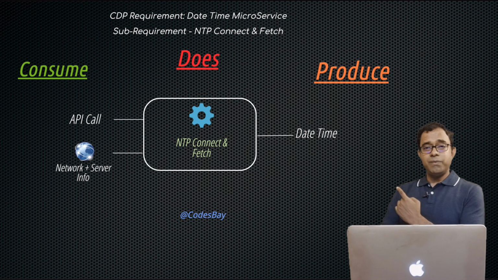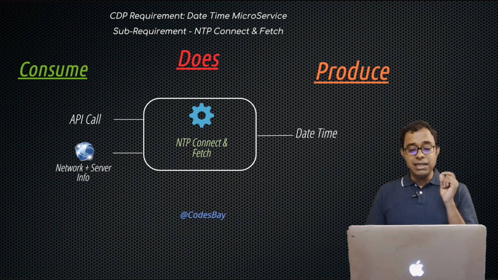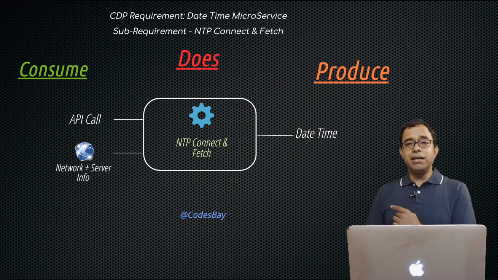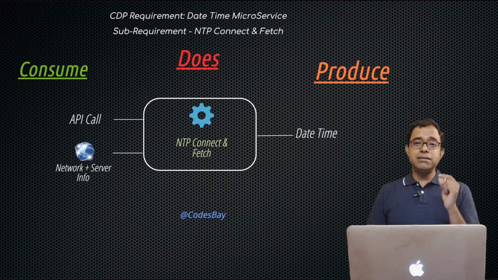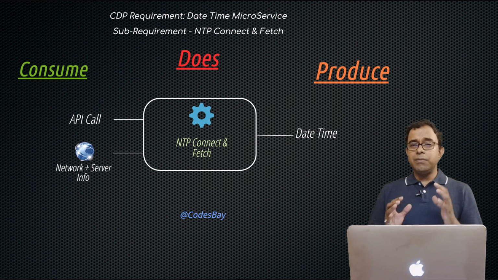See it. Consume, it is an API call for this particular requirement, but it needs something. It needs network plus server info. It gets the current date and time and returns you date and time. Even for a layman, it's amply clear that to have this requirement working, we need some additional server called NTP server. Okay. Now let me tell you something about CDP model which is gonna mesmerize you.